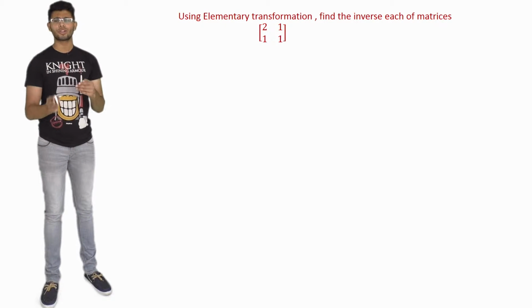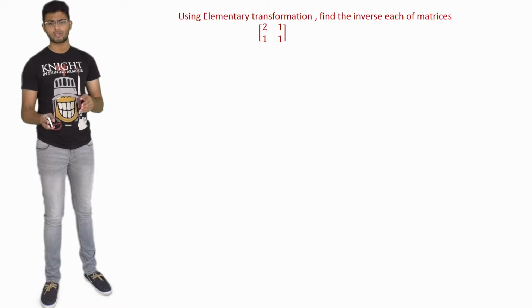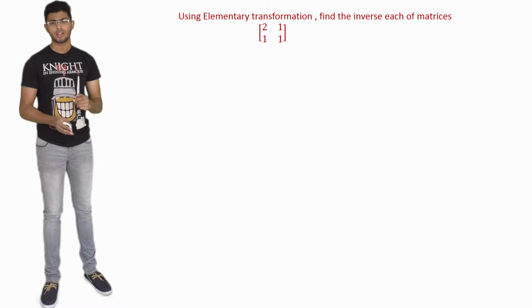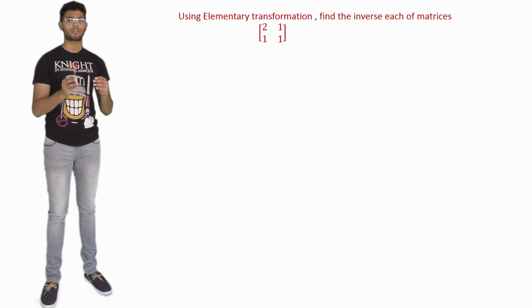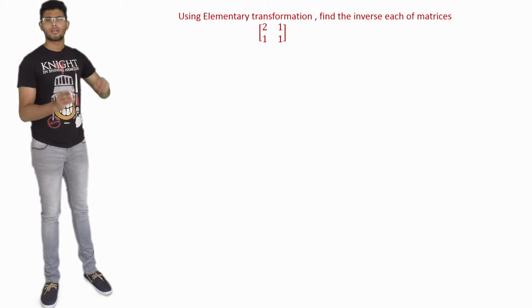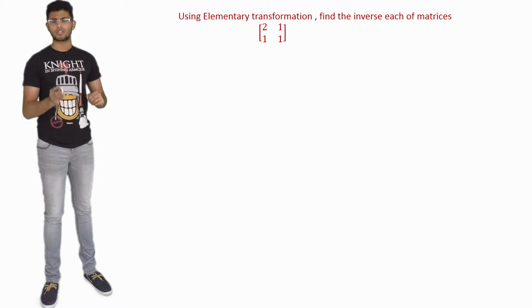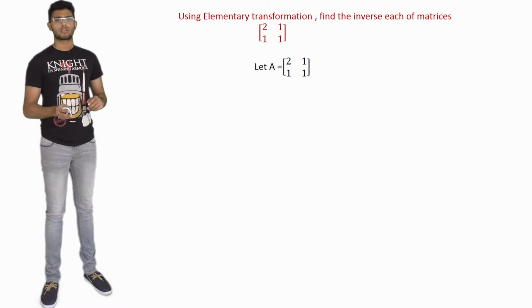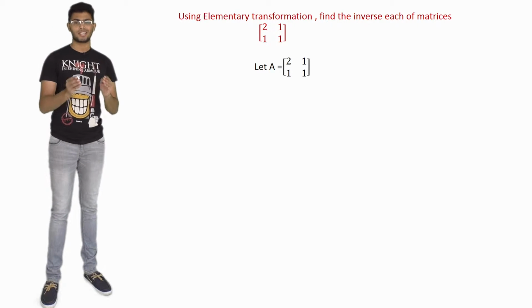So in this problem, what we're going to do is find the inverse of a matrix using elementary row transformation. The matrix which is being given here is this matrix over here, the matrix being 2 and 1 in the first row and 1 and 1 in the second row. So let's consider this matrix as matrix A.